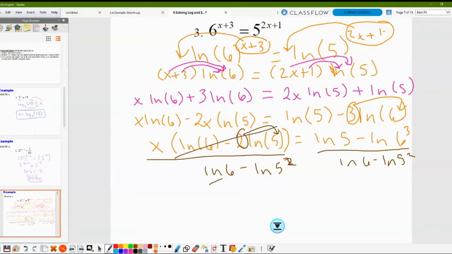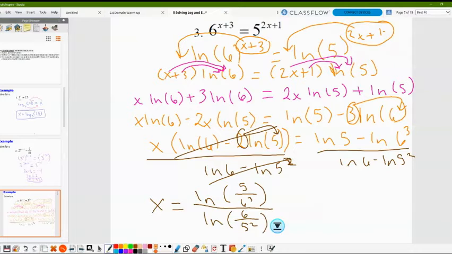Okay, so this is going to cancel on this side, and this is going to give me x equals, now let's simplify that on the other side. If we have the difference of logs, that's just the log of their quotient. So the natural log of 5 goes in the numerator because it's positive. The 6 cubed will go in the denominator. I'm just going to leave that as 6 cubed. And then in the denominator, we've got the difference of logs again. That's going to be the natural log of 6, and then because the natural log of 5 squared is negative, it's going to go in the denominator, and that'll be over 5 squared.